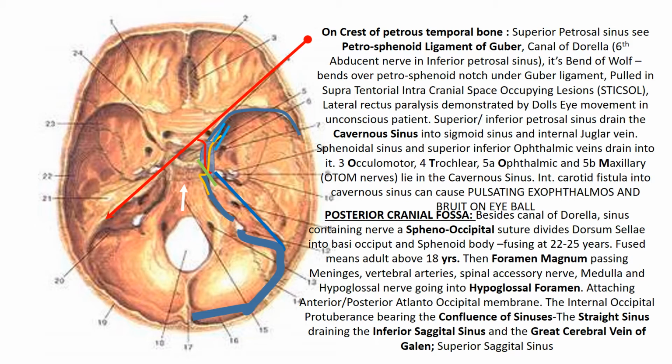In the posterior cranial fossa, besides the canal of Dorello, the sinus containing the nerve, there is in the center a spheno-occipital suture dividing the dorsum sellae into the basi-occiput and the sphenoid body. This fuses at 22 to 25 years. So if it is fused, then you know that it's an adult above 18 years. This is of medico-legal importance.